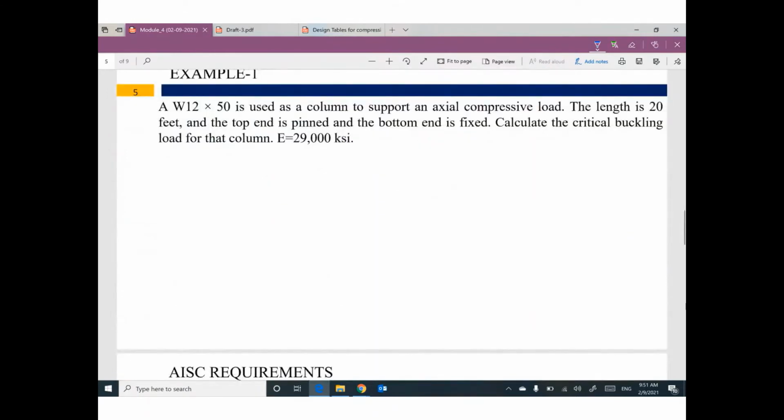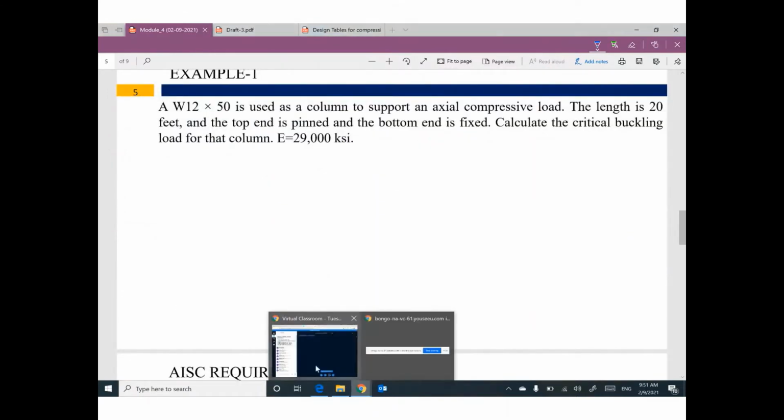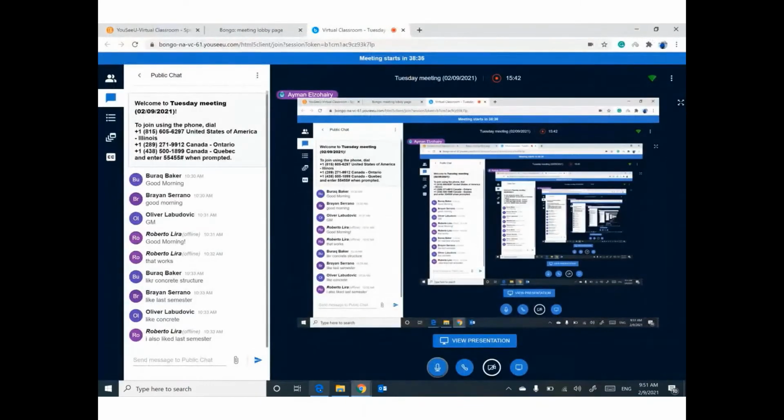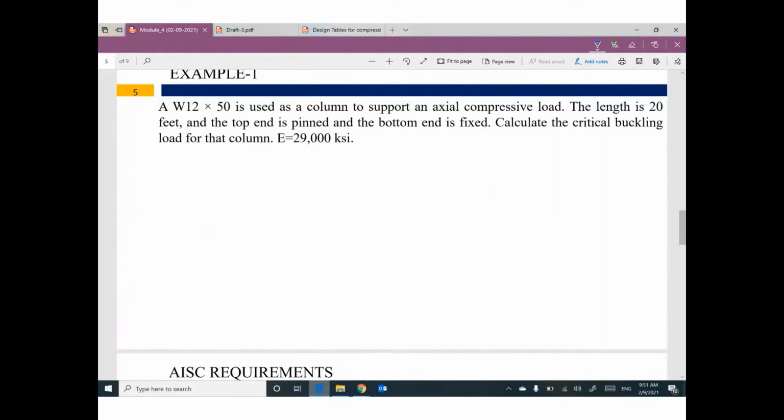Let's do this example. It's a very interesting example. We have a column with cross-section W 12 times 50. Guys, you now have more experience with steel structures, so you can understand the meaning of W 12 times 50. W means we have a W shape cross-section. This W shape looks like this. That makes sense? W shape 12 times 50.